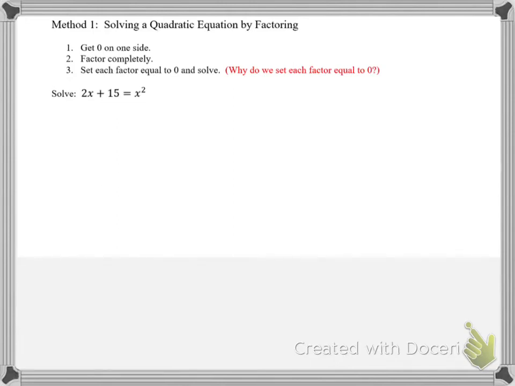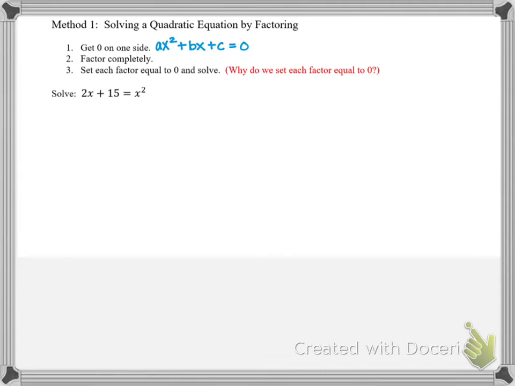In this video, we will look at a method for solving a quadratic equation, and that method is going to be by factoring and using what we call the zero product property. So let's look at our 3 steps. Our first step says to get 0 on one side of the equation. That means we want to write our equation in standard form, ax squared plus bx plus c equals 0.